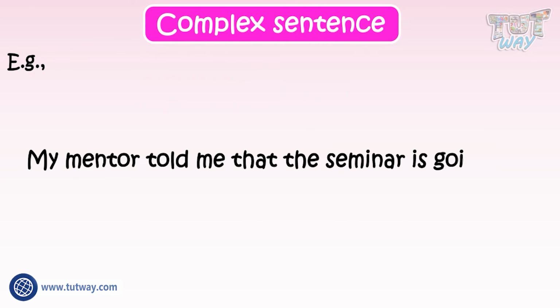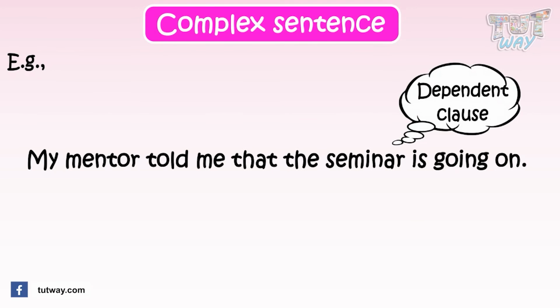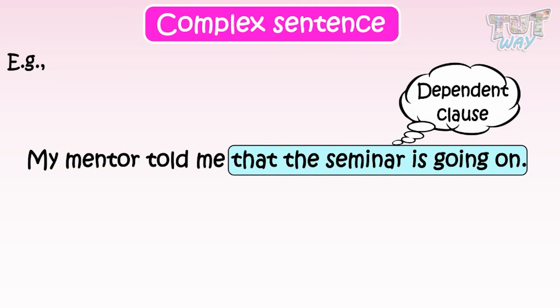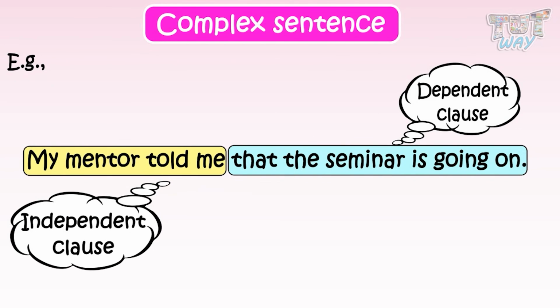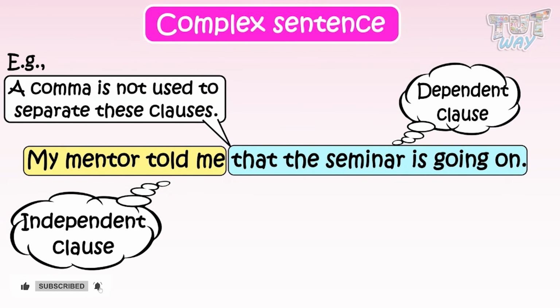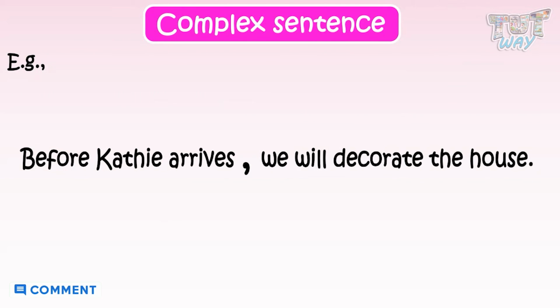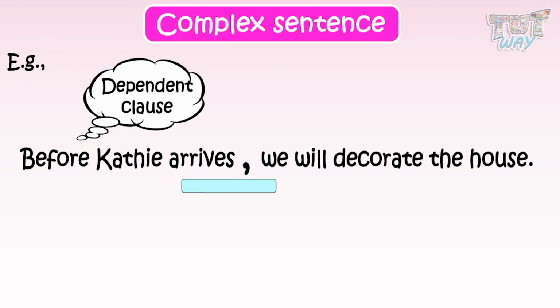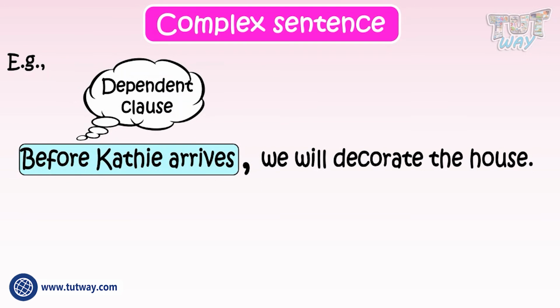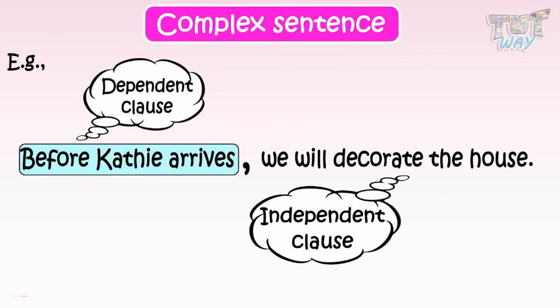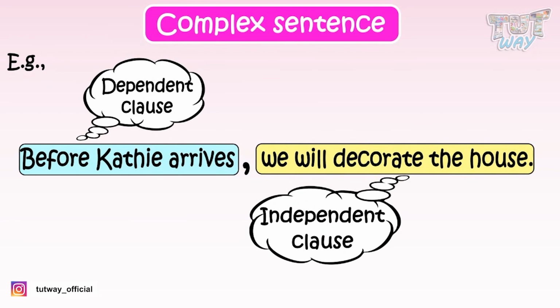My mentor told me that the seminar is going on. In this statement, a dependent clause, that the seminar is going on, comes after an independent clause, my mentor told me. So, a comma is not used to separate these clauses. Here we have another example. Before Kathy arrives, we will decorate the house. In this sentence, a dependent clause, before Kathy arrives, comes before an independent clause, we will decorate the house. So, these clauses are separated by a comma.